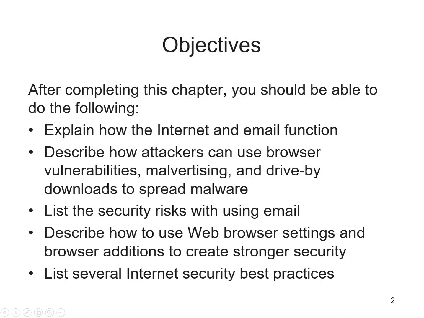So the objectives are, after completing this chapter, you should be able to explain how the internet and email function. Then you'll be able to describe how attackers can use browser vulnerabilities and malvertising by drive-by downloads, and how they can spread malware across the network. List the security risks of using emails. How can we use it in the best possible way so that we can protect our computers and the network overall from spreading viruses and any worms which arrive through emails.